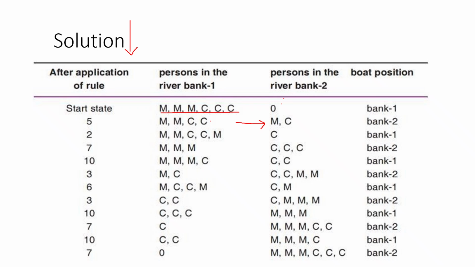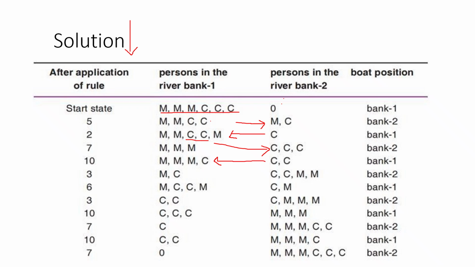And then we are returning with one missionary. So now our state will be three missionaries and two cannibals on bank 1. Then we are taking two cannibals to bank 2. So bank 2 will become three cannibals and bank 1 three missionaries. Then next step we are taking one cannibal from right to left. Now it will become three missionaries and one cannibal on bank 1 and two cannibals on bank 2.